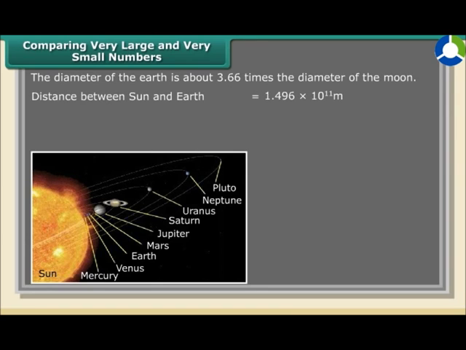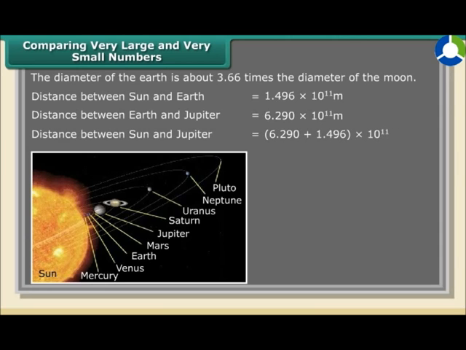Distance between Sun and Earth, 1.496 into 10 raised to the power 11 meters. Distance between Earth and Jupiter is equal to 6.290 into 10 raised to the power 11 m. Distance between Sun and Jupiter is equal to 6.290 plus 1.496 into 10 raised to the power 11, which equals 7.786 into 10 raised to the power 11 m.